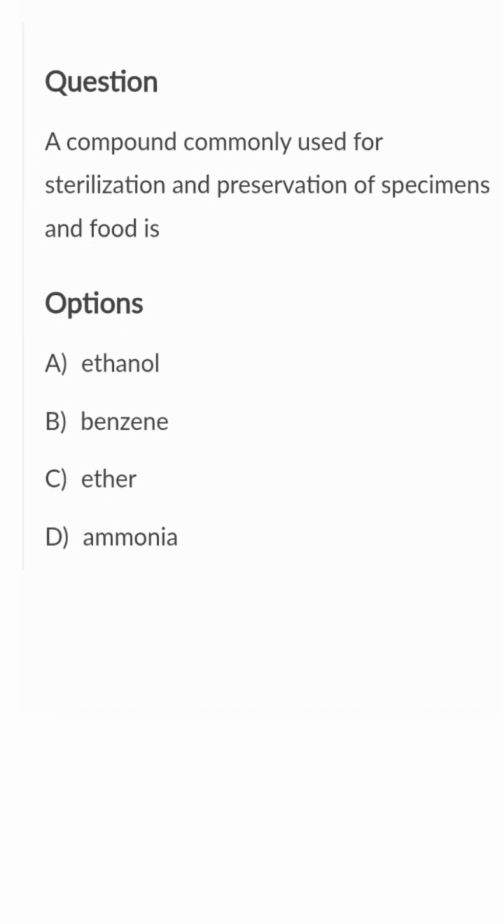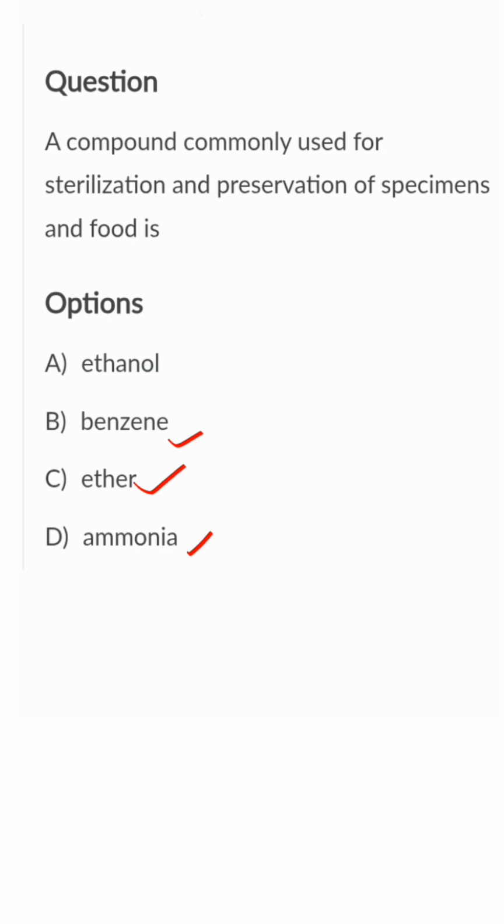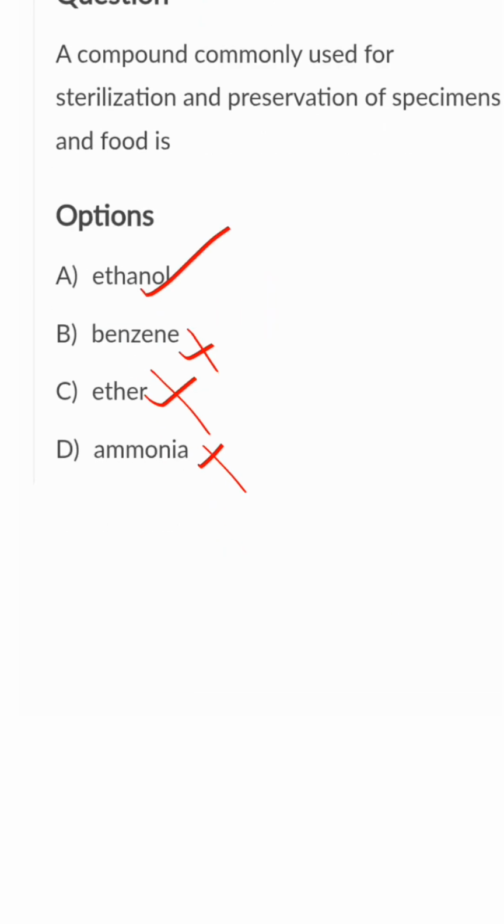So that's that. Then the next one, a compound commonly used for sterilization and preservation of specimens and food is dash. All this benzene is very, very toxic. Ether and ammonia are toxic. So alcohol is still consumable and it's actually used as a preservative, to preserve specimens from getting spoiled. So the answer there is ethanol, and the ethanol that is actually used is ethanol with 95% concentration, which is actually called rectified spirit. Okay, so the answer is ethanol.